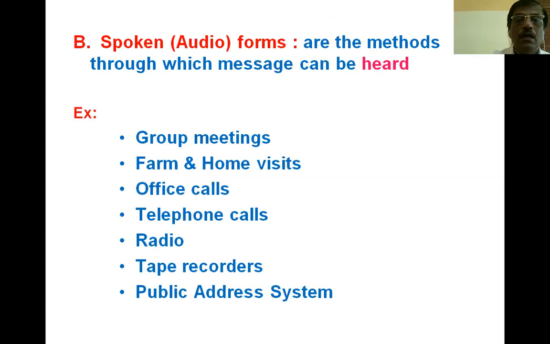Then spoken forms. Spoken forms, or audio forms, are the methods through which the message can be heard. For example, group meeting, where you hear the message. Farm and home visits, where you give the information orally. Office calls, here also you are giving the message. Telephone calls, radio, tape recorder, public address system. These are the examples of audio or spoken forms, and they are commonly used in extension work.